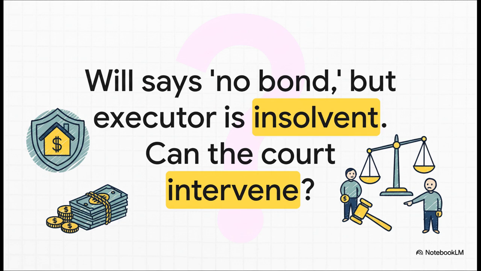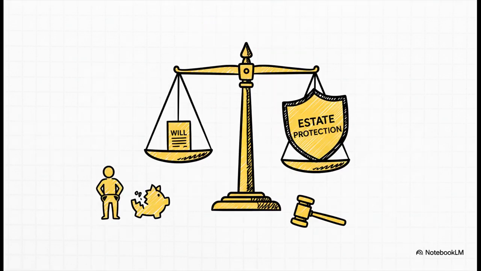What do you think? Can the court do anything about it? You better believe it can. The court's power to protect the estate is paramount. It trumps everything else. An executor's potential insolvency, that is a classic change in circumstance, and it gives the court all the reason it needs to step in and demand that bond to safeguard the assets.